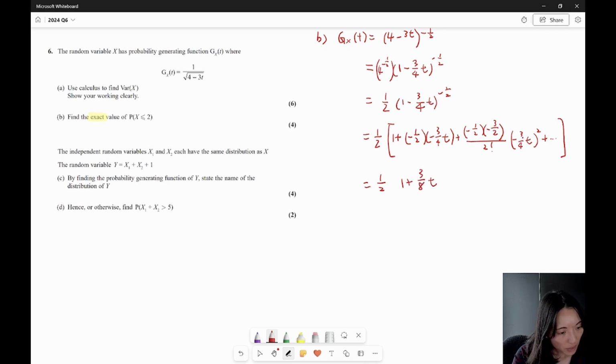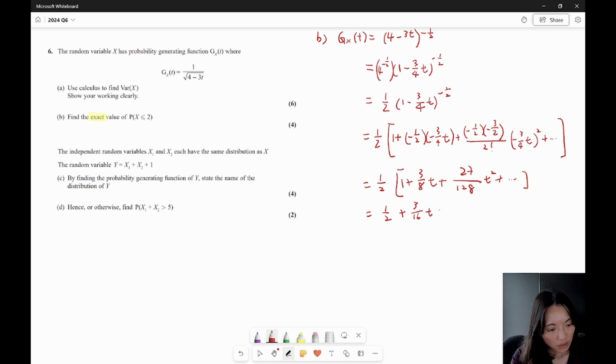And then let's see what we have. So at the bottom we have 8 times 16. So that's 128. At the top we have 3 times 9. That's 27 t squared, dot, dot, dot. And then multiplying the half into the brackets, plus 27 over 256 t squared, plus dot, dot, dot.